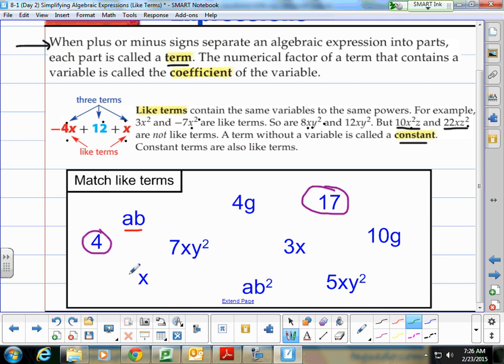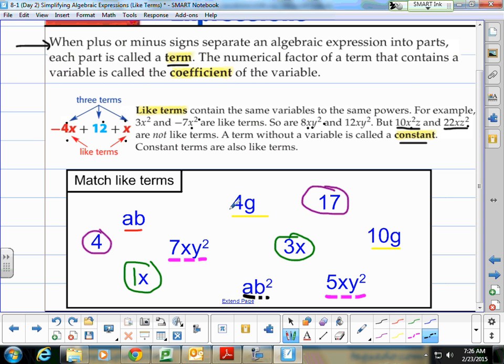x is actually the same as 1x, and so 1x and 3x are like terms. 10g and 4g are like terms. And then 5xy to the second and 7xy to the second are like terms. So the only ones that don't have a like term are ab squared and just regular ab because they are not the exact same terms. Hopefully that helps you connect some of them.